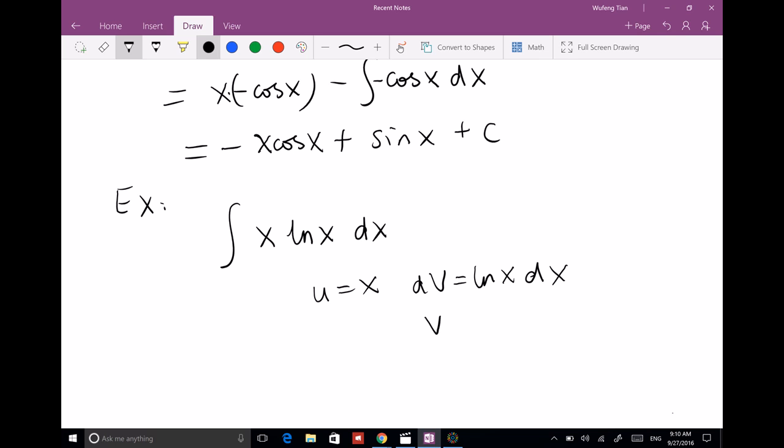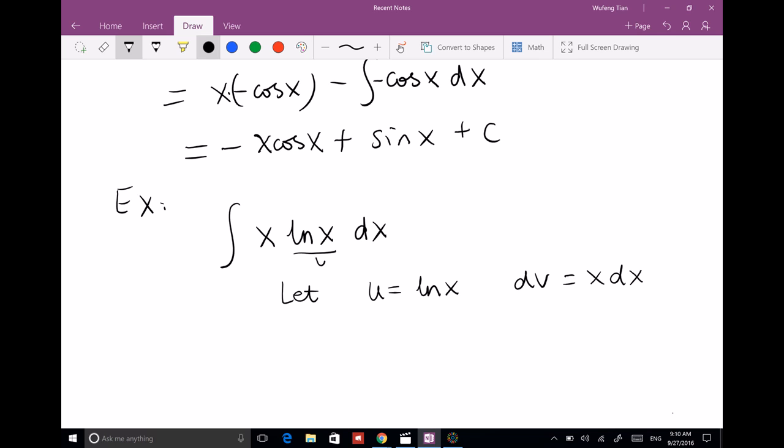Now I want to find v. What is v? Take the antiderivative on both sides. Well, what's the antiderivative of ln? We only know the derivative of ln is 1 over x, but the antiderivative of ln, we don't know that. So it doesn't work. So now how about we try the other thing? Just let u equals ln x and dv equals x dx. Because this is u, then the other two will be dv.